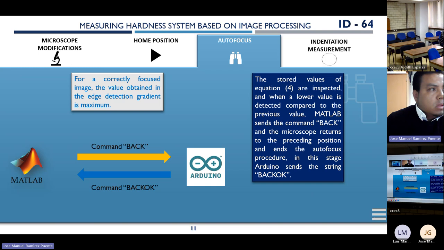The maximum values obtained are continually evaluated in MATLAB, and when a value lower than the previous one is detected, MATLAB sends the back command to the Arduino. Arduino moves the microscope back to the previous position. This indicates that the previous image is the sharpest and that the autofocus has been successfully achieved.